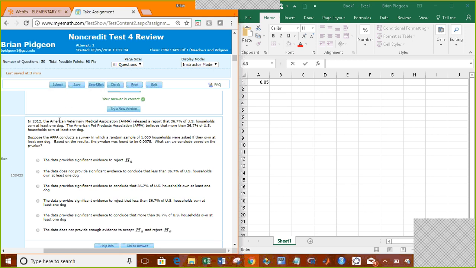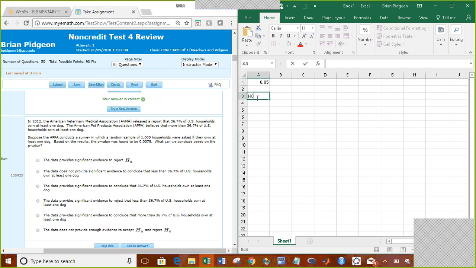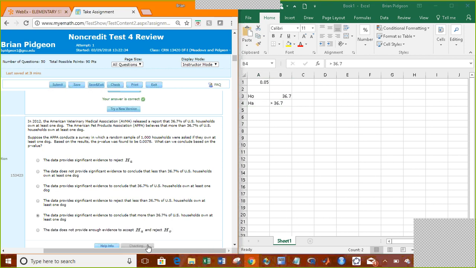So in 2012, the American Veterinary Medical Association released a report that 36.7% of U.S. households own at least one dog. That's the null hypothesis. But another company, the APPA, believes that more than that. So if we were going to write this out, our null hypothesis would be 36.7%. I'm not going to write everything out. Our alternative is greater than 36.7%. Well, our p-value is so low, we reject the null and state that there's evidence that the APPA's claim is more plausible. So the data provides significant evidence, because we're rejecting, that more than 36.7% of households own at least one dog.